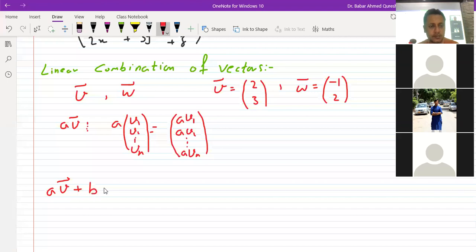Then I can add two vectors. So multiplication of a vector with a number gives me back another vector because I got a new list. So I got a column vector back. So I multiply V by a number, I get a vector. I multiply W by a number, I get another vector. And then I can add those two vectors as well. And when you add, you just add the corresponding components.